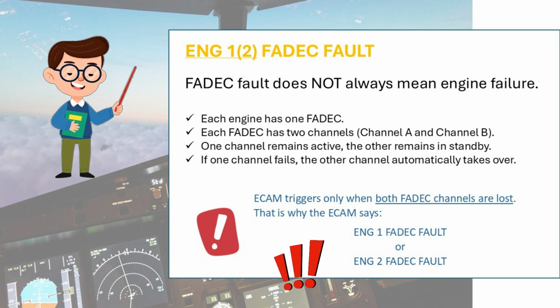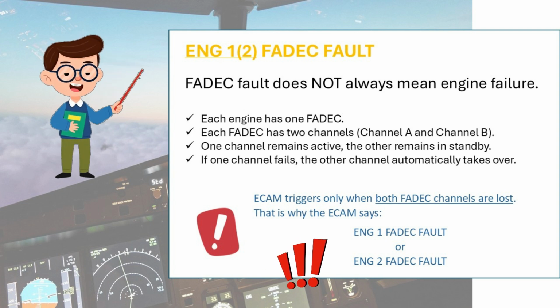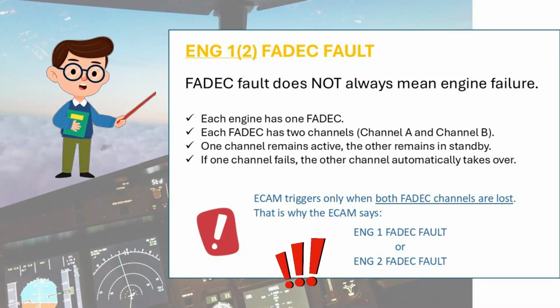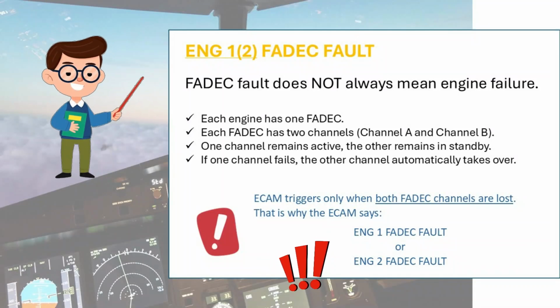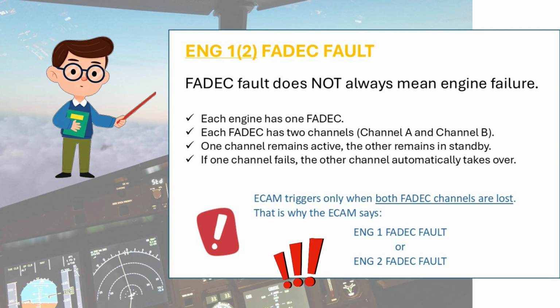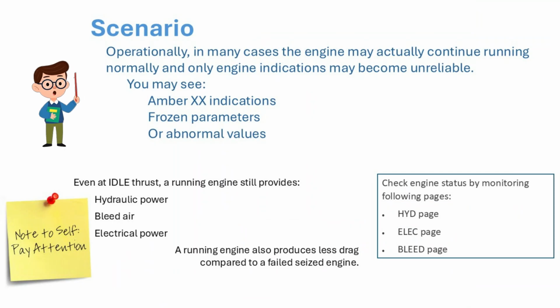This ECAM triggers only when both FADEC channels are lost. That is why the ECAM says Engine 1 FADEC fault or Engine 2 FADEC fault. Operationally, in many cases the engine may actually continue running normally, and only engine indications may become unreliable. You may see amber crosses indications, or frozen parameters, or abnormal values.